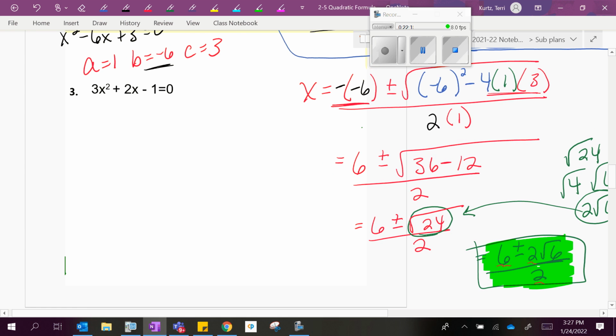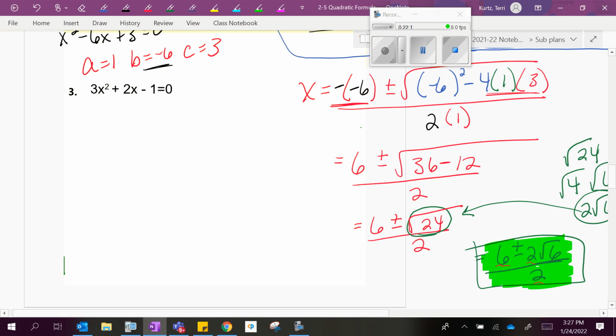All right, let's look at one more example. So here, my equation's already in standard form, set equal to 0. So I'm just going to identify my A is 3, my B is 2, my C is negative 1. I'm going to plug those in.